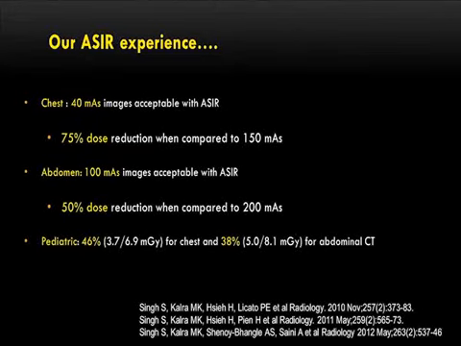In chest, we felt we can go down to 40 mAs compared to our standard, which is 150. In abdomen, we could go down to 100 compared to 200. And in kids, we could go down roughly 30 to 40% in dose based on the CTDI.